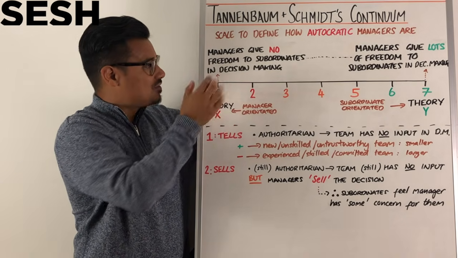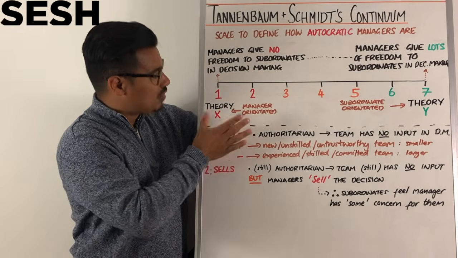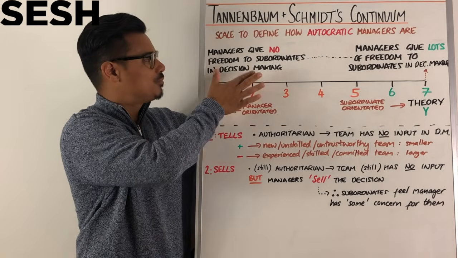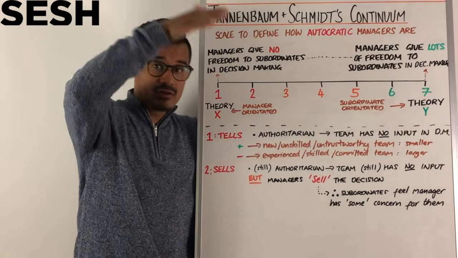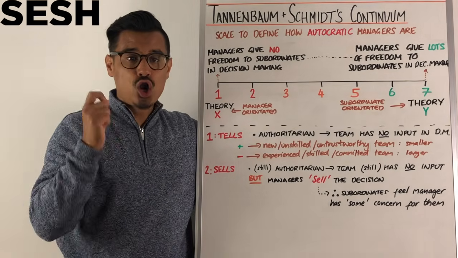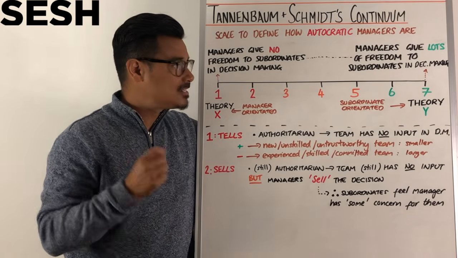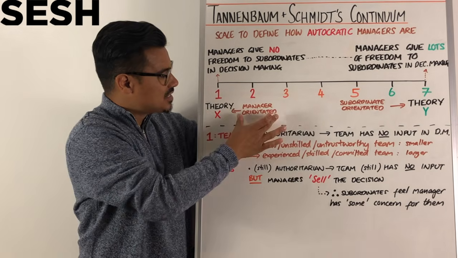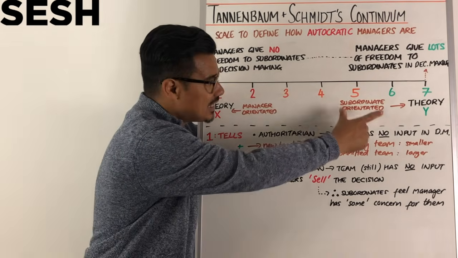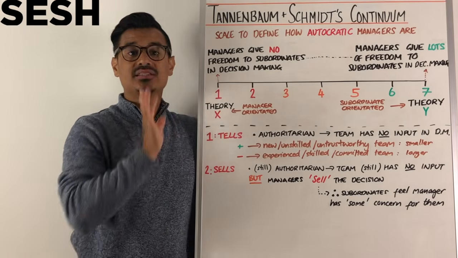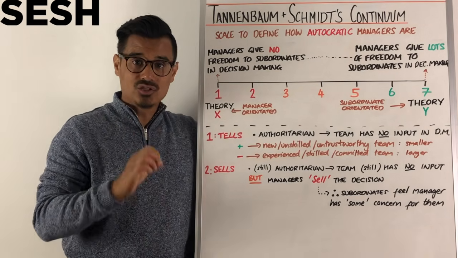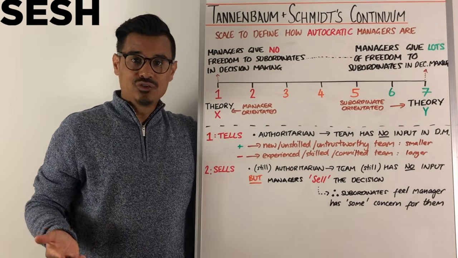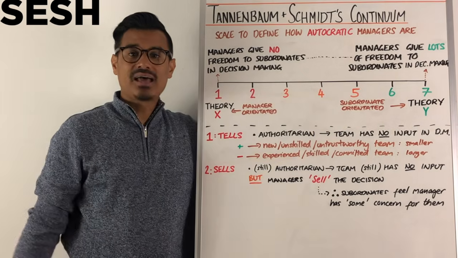So basically on one end of the scale, we'll call that 1 for the moment, or Theory X it could be, managers give no freedom to subordinates in decision making. The other end of the scale is where managers give lots of freedom to subordinates in decision making, and you could associate that with Theory Y. Now remember, Theory X is manager orientated and Theory Y is subordinate orientated. So that makes sense in terms of the 1 and 7, the two ends of the scale of how autocratic managers are. Now let's go through each of the numbers on the scale so we can understand what they mean.